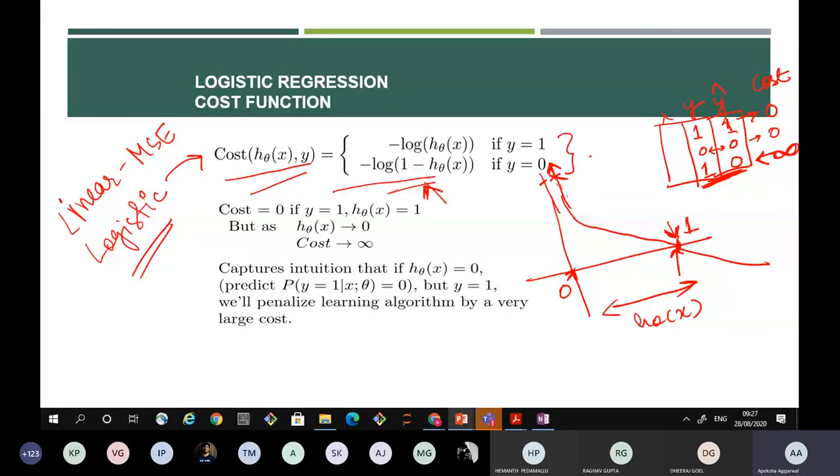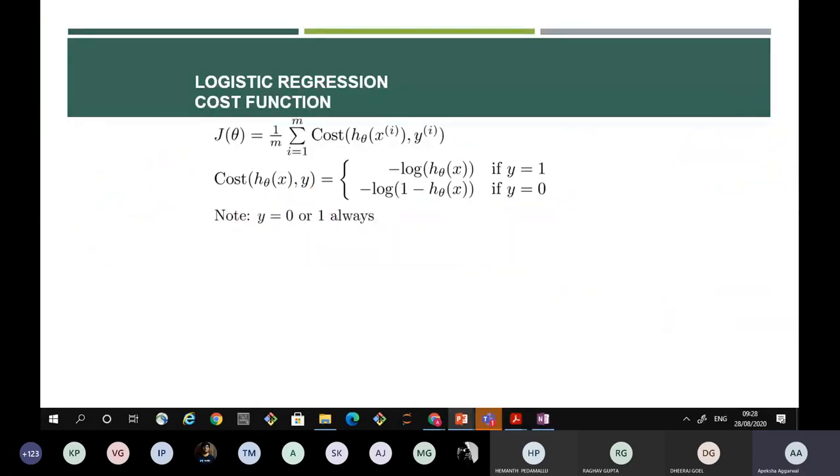Whenever you are predicting the same, it will give cost as 0. If you are predicting the same again, then the cost is again 0. If you are predicting 0 and the value of y was 1, in that case it will give infinity. And if the output y was 0 and you are predicting 1, then again the cost would be infinity. So this is the overall idea of this logistic regression cost function.